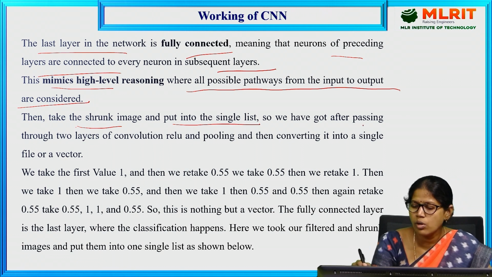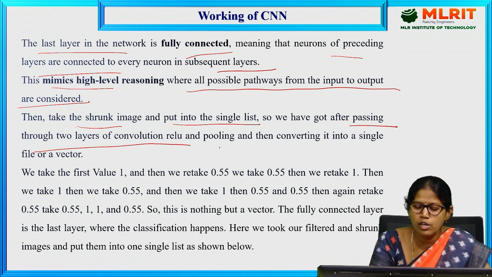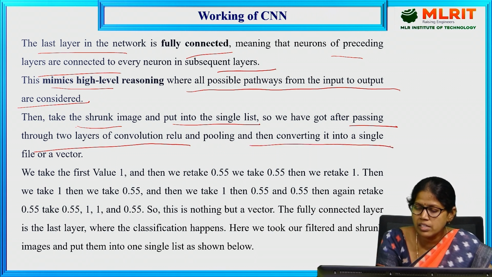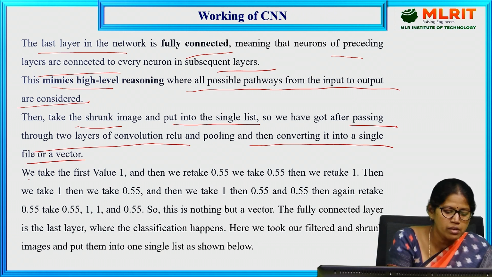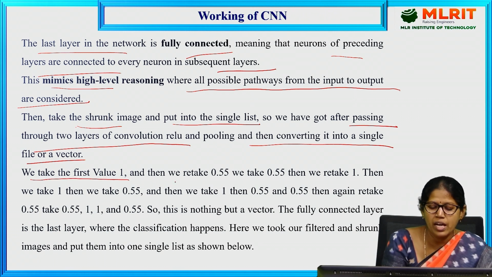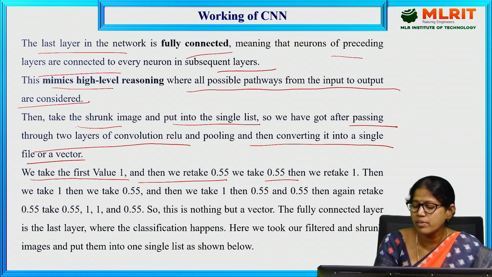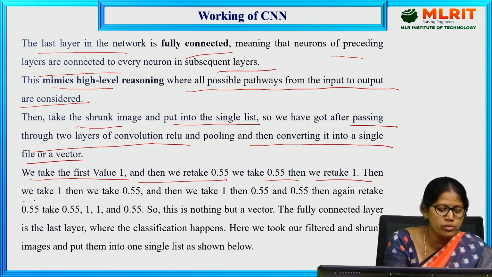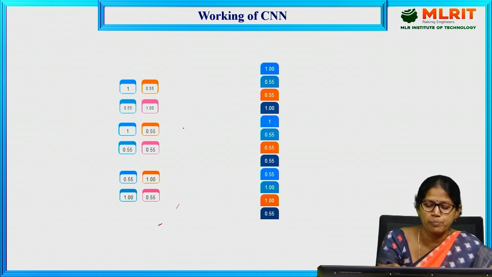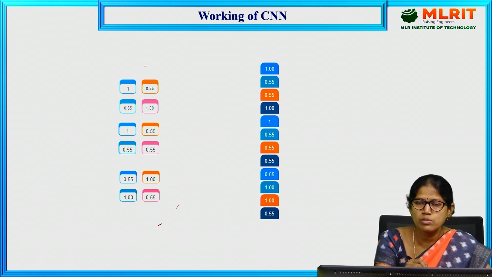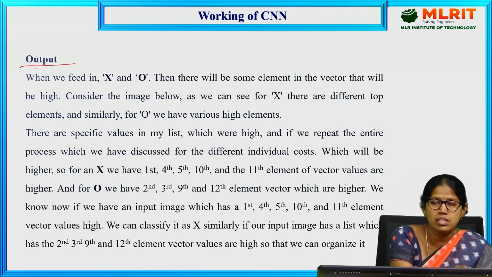So after passing through 2 layers of convolution, ReLU and pooling, we convert it into a single vector. In this single-array vector, we take the first value 1, then 0.55, then 0.55, then 1, then 1, and whatever values are there. We take those values to identify whether it is an X or an O. Let's see the output layer.